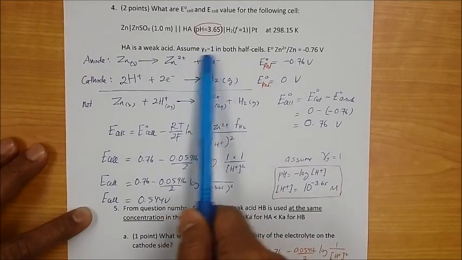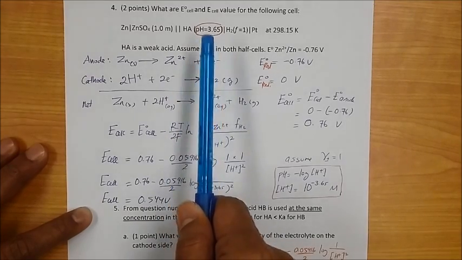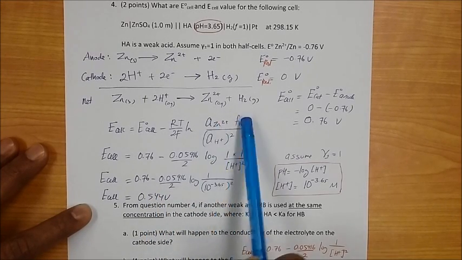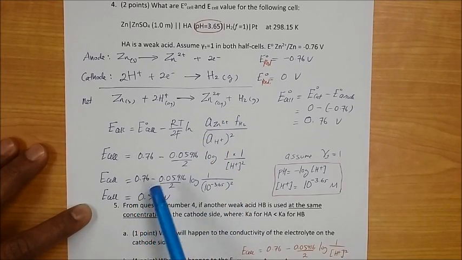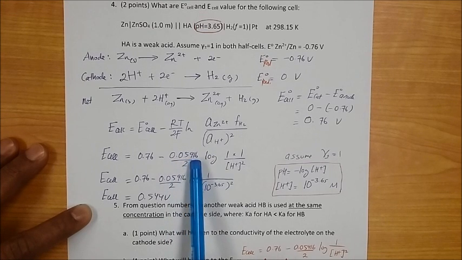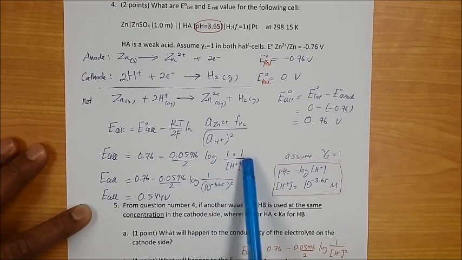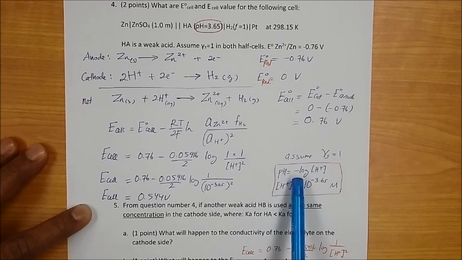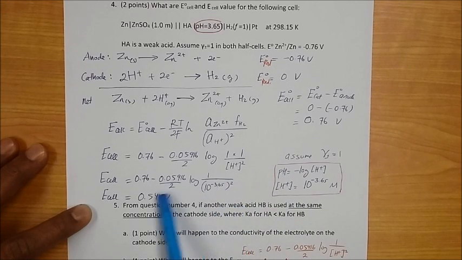So it says here that you assume the mean activity coefficient to be 1, which means that you can just use the concentration for the activities, and when you plug in the values for E naught cell, and this is 0.05916, and now I convert this into log, so you have here the concentration of H plus squared, and the concentration of H plus you get from converting it from the pH, and then you plug in all the values, you get the E of the cell to be 0.544 volt.